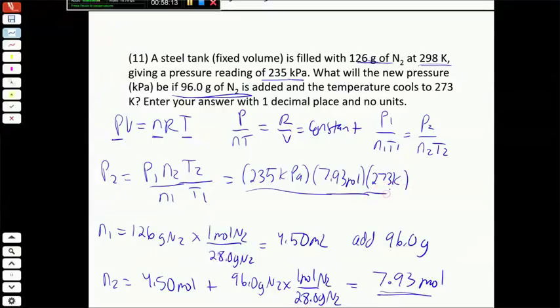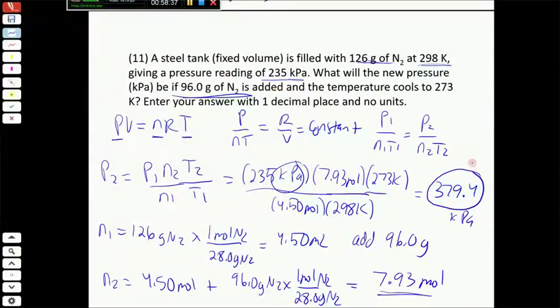And then in the bottom we have the initial number of moles, which is 4.50, and the initial temperature, which was 298. So we're changing all these things, we're finding out what the new pressure is, and it comes out to 379.4 kilopascals. Because again, that unit carries through to the end, doesn't cancel out with anything. And so that's the number that we would add in the blackboard, 379.4.